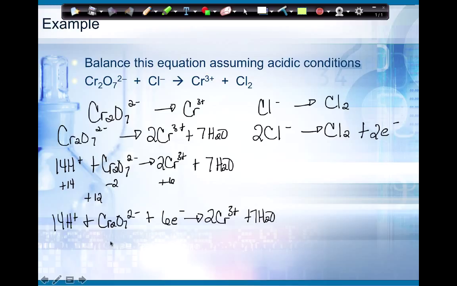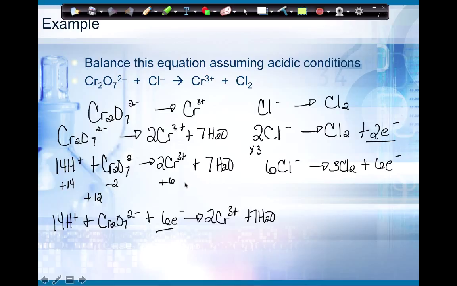All right, so now I've got that fixed. I'm going to put these two equations together, but I need to get the electrons to cancel. So I've got 6 on this side and only 2 on this side. So now I'm going to multiply this reaction by 3 so that I can get 6 electrons and they will cancel. So multiply everything here by 3. I'm going to get 6 Cl minuses, don't forget your charges, 3 Cl2s, and 6 electrons.